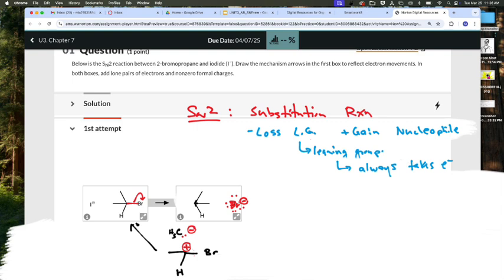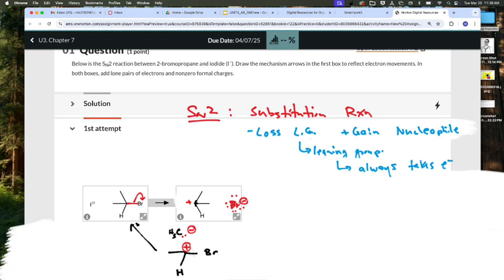Same thing that happened to it in our other drawing. It had to become positively charged. All we're showing is that single arrow, the leaving group leaving. Okay, we're breaking that leaving group bond. That would be the result of that single arrow.